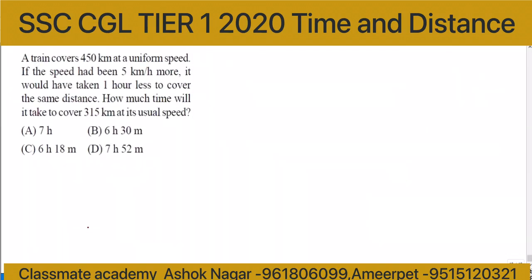A train covers 450 kilometers at a uniform speed. If the speed had been 5 kilometers per hour more, it would have taken 1 hour less to cover the same distance. How much time will it take to cover 315 kilometers at its usual speed? What is the formula that we use? Distance is equal to S1 S2 by S1 minus S2 into the time gap. What is the time gap here? The distance is 450. S1 is the usual speed S. If it is 5 more, S plus 5. What is the difference? 5. 1 hour less, that is 1.